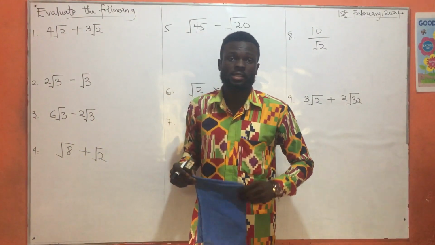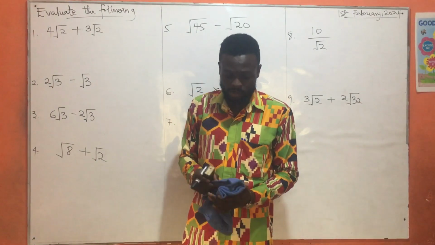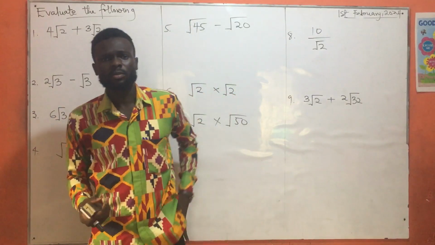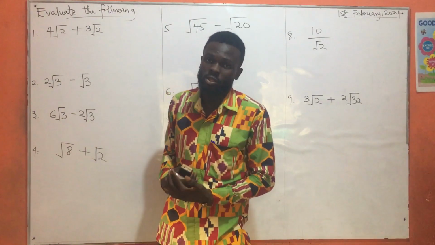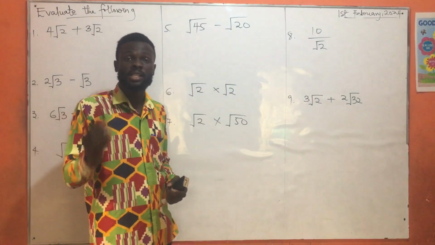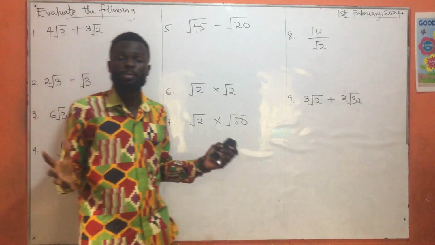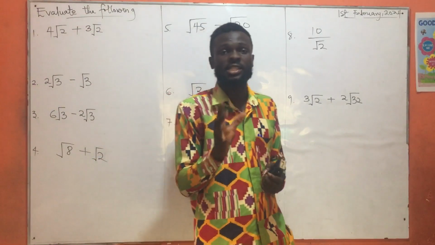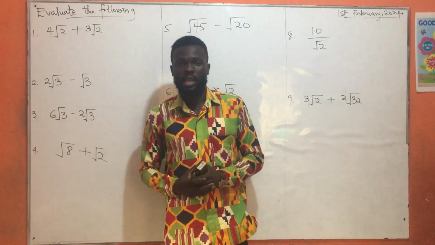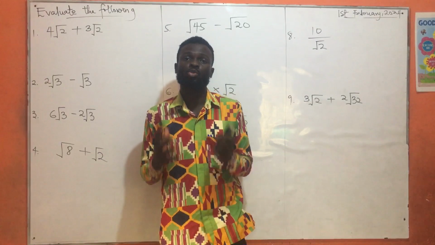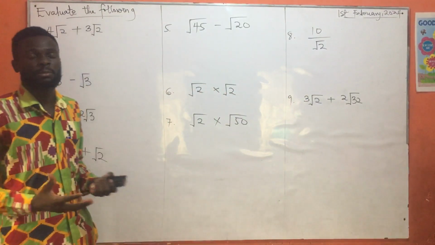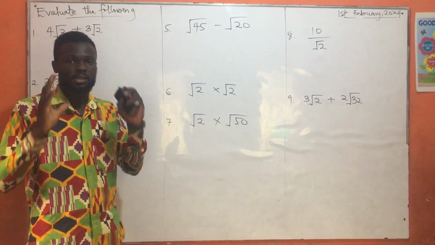Today we want to look at surds, which is a basic 9 lesson. Now that we know the introduction of surds, we know the laws in surds and how to write surds in basic forms. It is also very important to know the basic simplification of surds or the basic evaluation of surds. So today we want to look at how to evaluate surds or how to add, subtract and multiply surds.